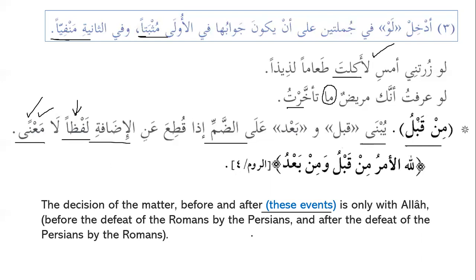This is basically the translation: the matter is only with Allah before the defeat of the Romans by the Persians and the defeat of the Persians by the Romans. So these are different translations. I use Quran.com for this purpose. There are different translations of different ulamas, and you can benefit from all of them. And whatever is suitable, I try to bring that over here, inshallah, so that would be helpful.